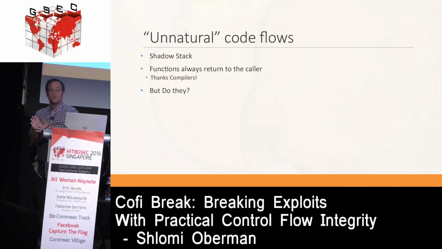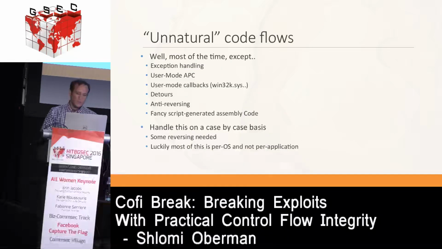Okay, unnatural code flows. This was also a pretty big issue. We want to implement a shadow stack. So in order to implement a shadow stack, we have to assume, this is not fun, we have to assume that functions always return to their caller. Okay, if we want to perform CFI analysis, we actually use the shadow stack as part of the tracing mechanism as well. So the shadow stack has to work. So obviously, we started assuming functions return to their caller, and we found out that they don't.